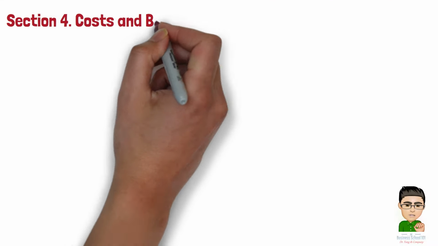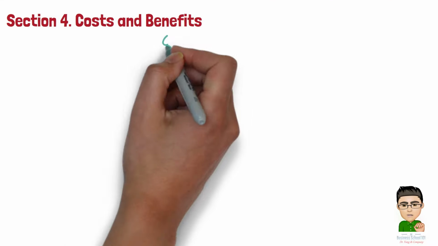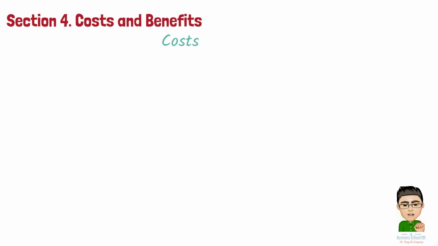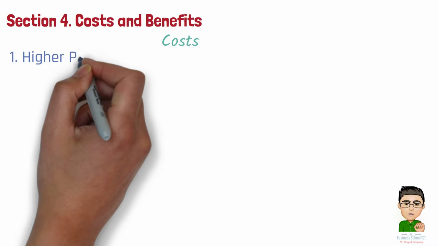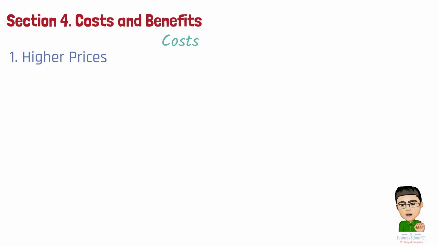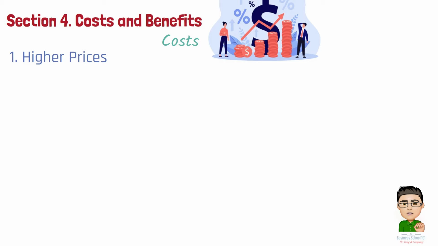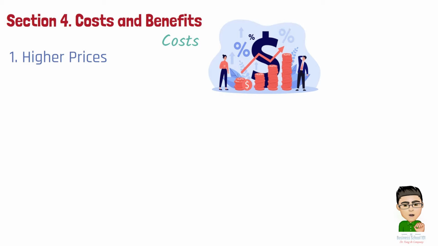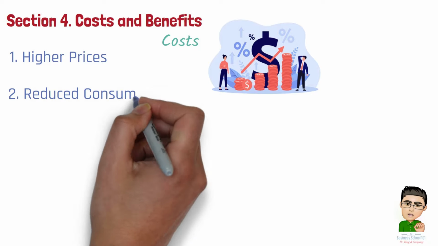Section 4. Costs and benefits. Here are the 5 major costs of monopolies to the consumers and market. Number 1. Higher prices. Monopolies can lead to higher prices for consumers, as the monopolist faces no competition and can set prices at a level that maximizes profits rather than reflecting competitive market forces. Number 2. Reduced consumer choice.